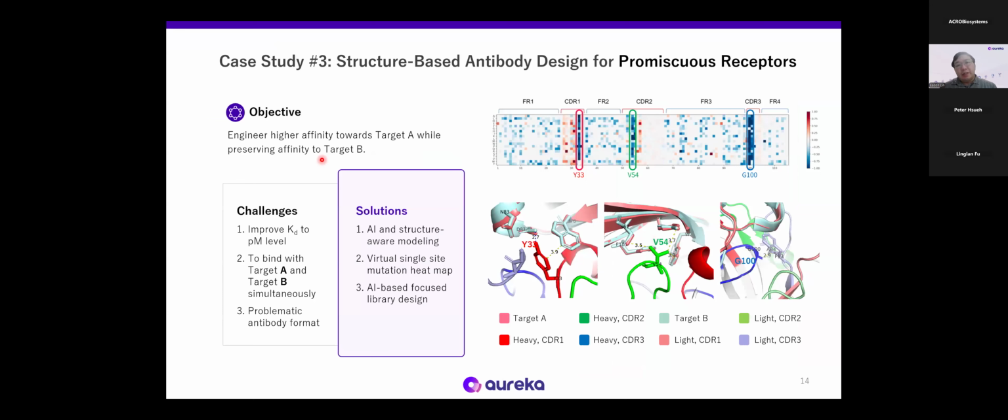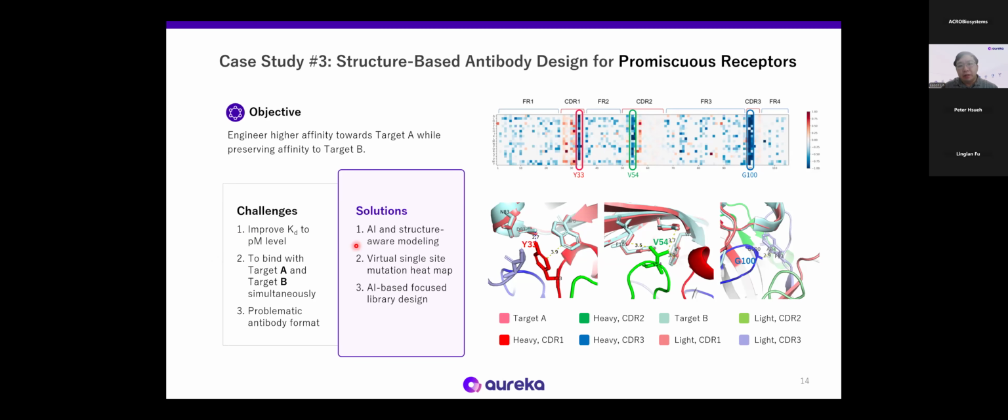The third case study focuses on antibody design and the screening facilitated by our Quest and our AI model, Picasso. The challenge we faced in this particular project is that we're trying to improve the KD of this antibody to the picomolar level. Most importantly, we want to screen out antibody candidates that can bind not only to target A, but also B, and both of them must have relatively high affinities.